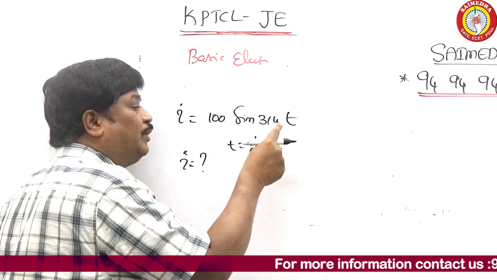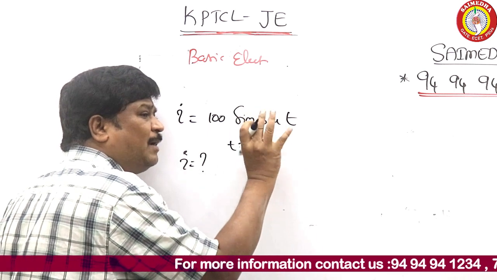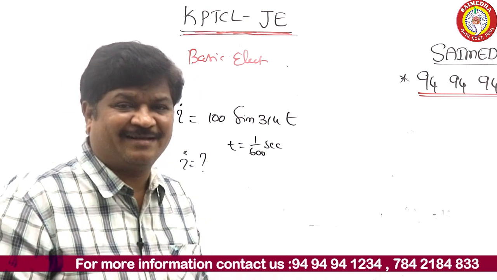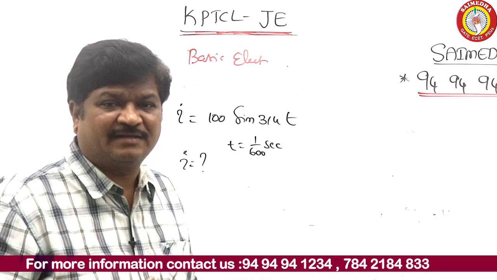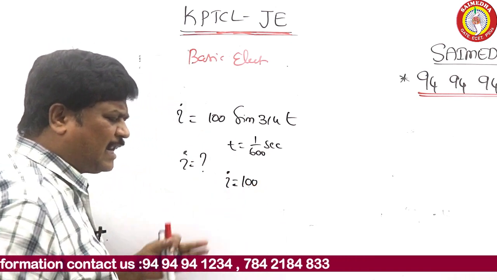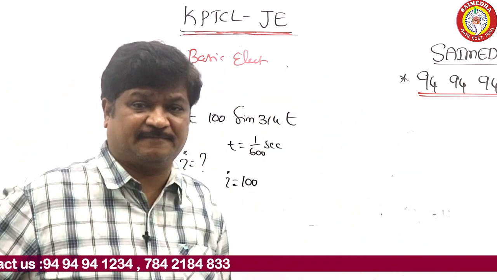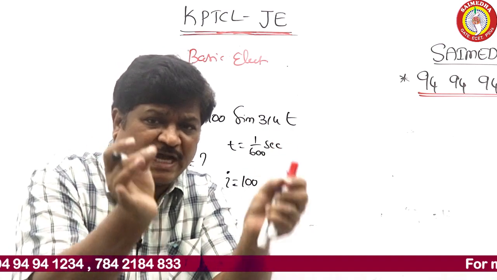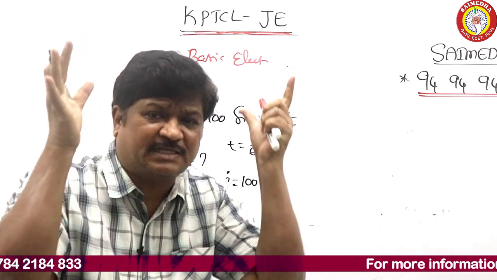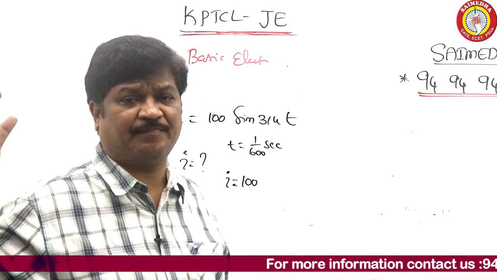People are trying to substitute t is equal to 1 by 600 seconds here. They try to do the problem, but they won't get the answer. Then what is the approach? How to do it? That problem can be done like this. I is equal to 100. Like this, plenty of questions are there in our regular classes. Once you take coaching from SAIMEDHA and follow the SAIMEDHA study material and examination papers, you are mostly going to be selected for the KPTCL exam.